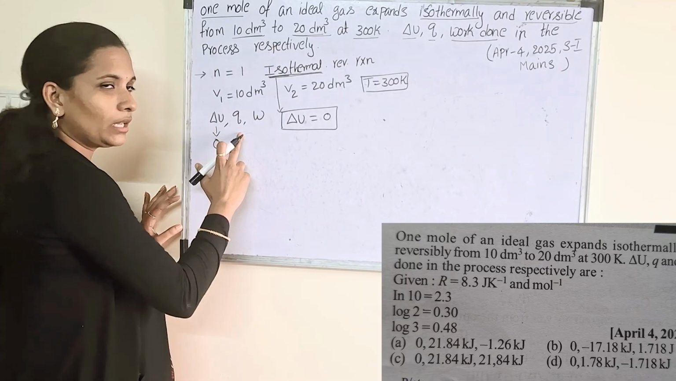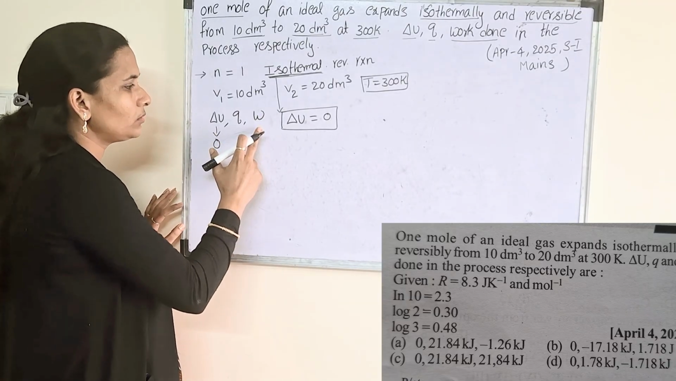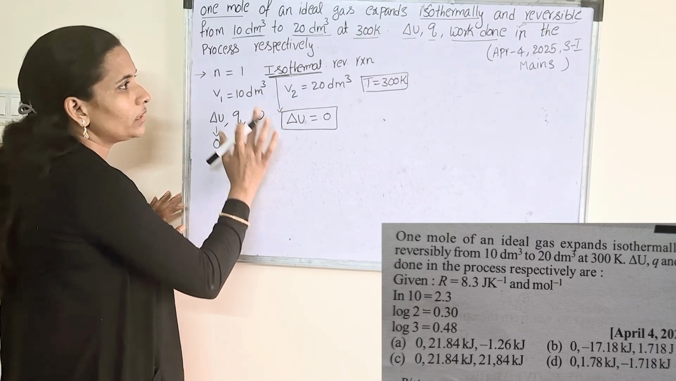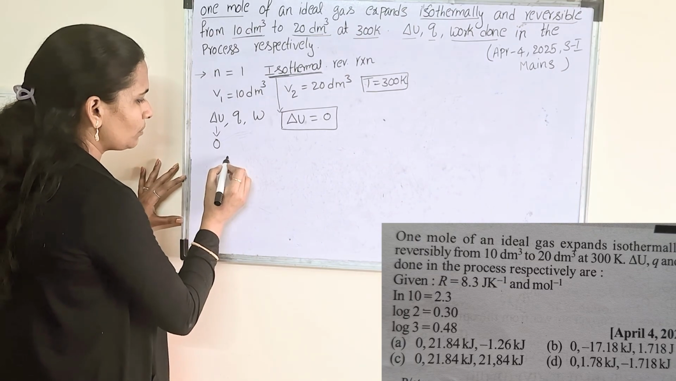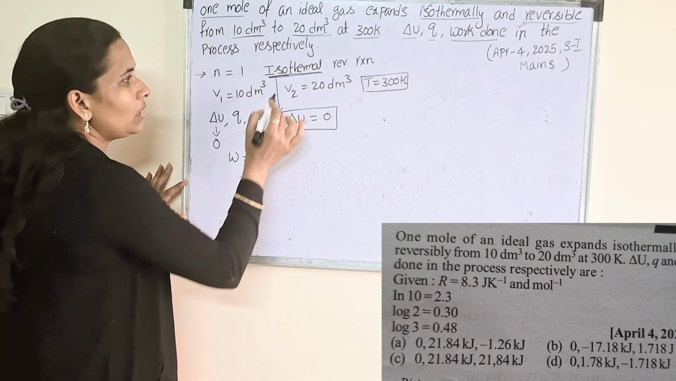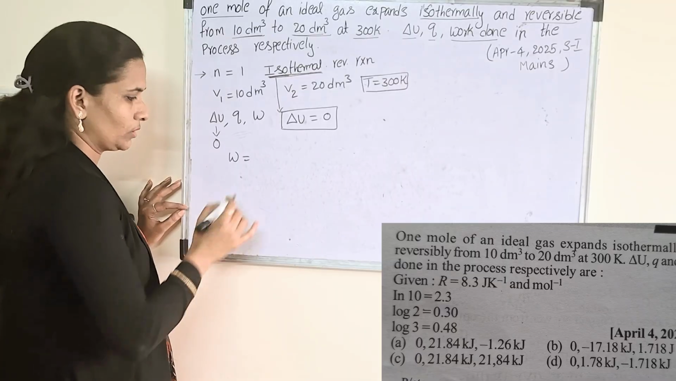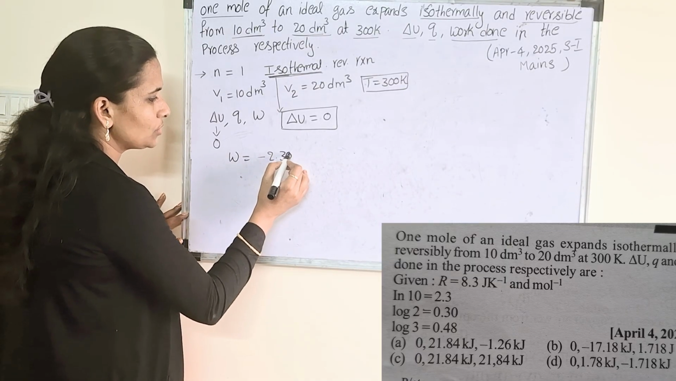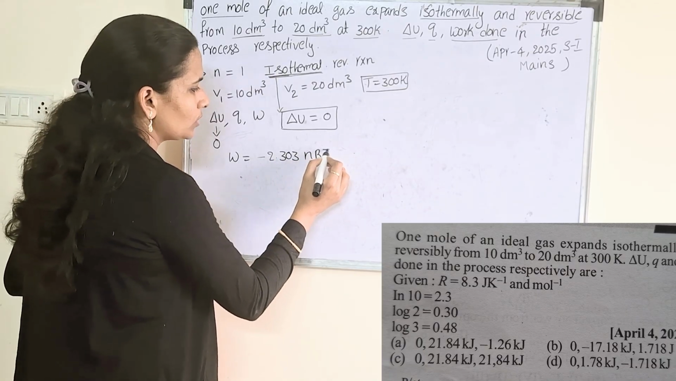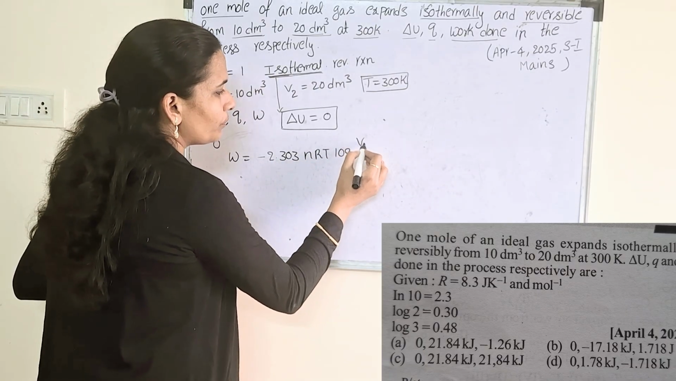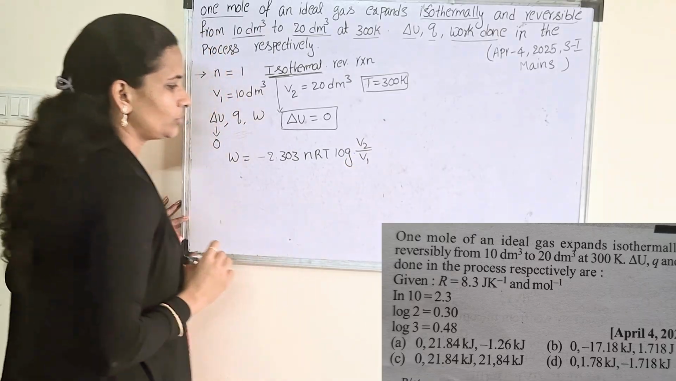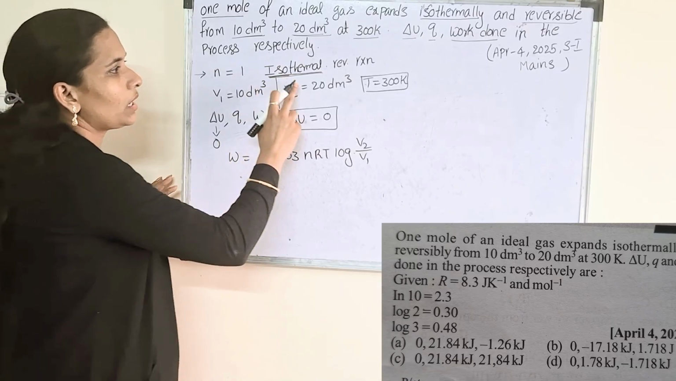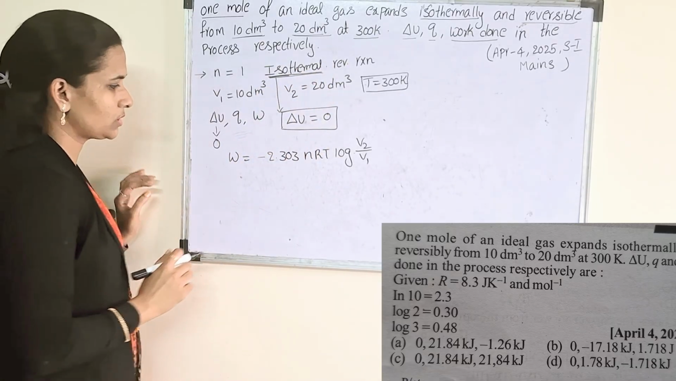Now Q is represented by heat and W is represented by work done. So we have to calculate the heat and work done in this process. Coming to the work done formula, in an isothermal reversible process, work done equal to minus 2.303 nRT log V2 by V1. This is the formula of work done in the isothermal reversible process.